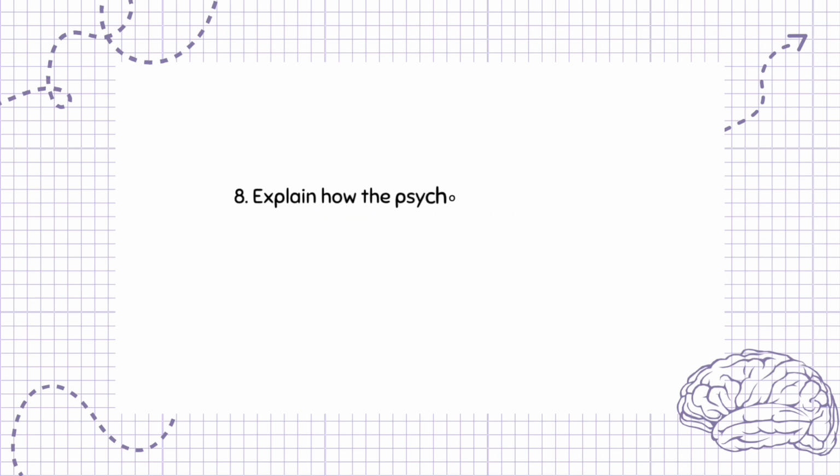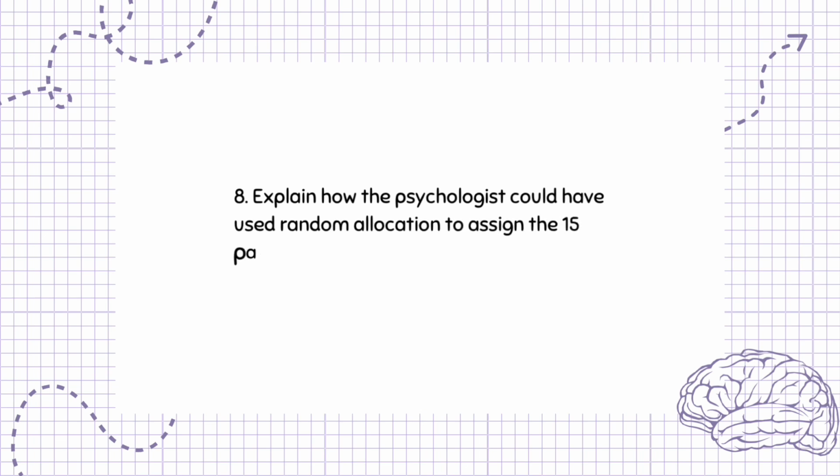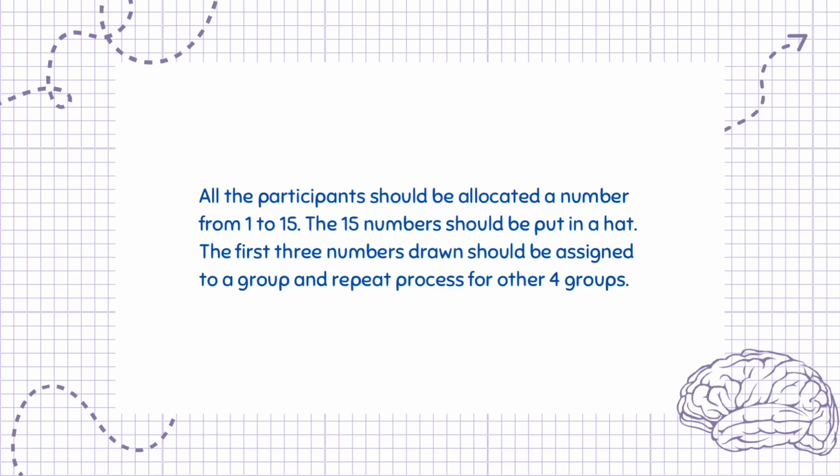Question 8. Explain how the psychologist could have used random allocation to assign the 15 participants in condition B into the 5 groups. 3 marks. All the participants should be allocated a number from 1 to 15. The 15 numbers should be put in a hat. The first 3 numbers drawn should be assigned to a group, and repeat the process for the other 4 groups.